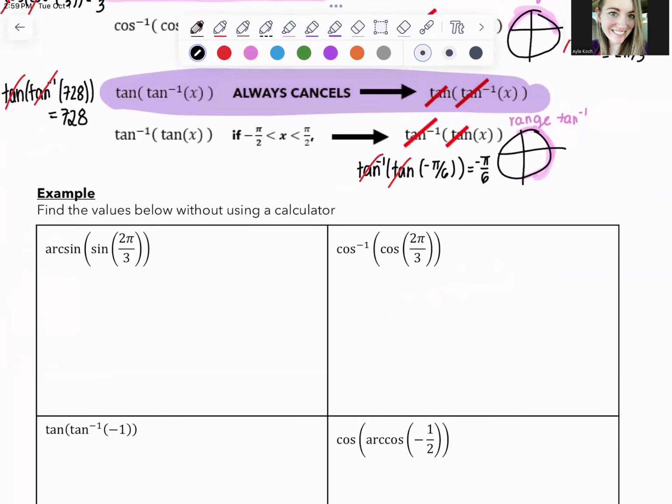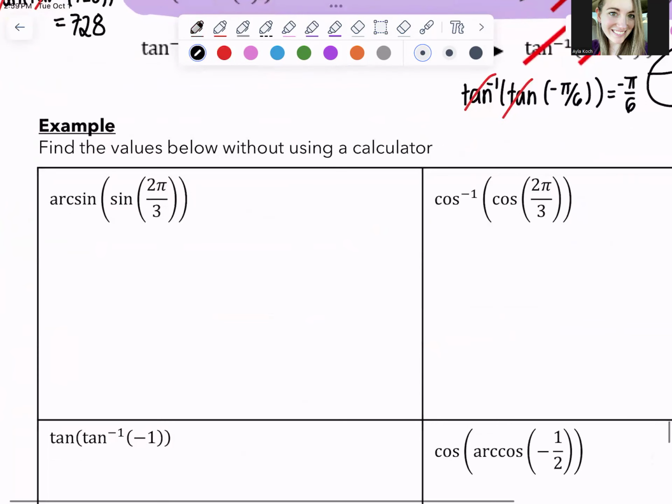Let's look at a few examples here. Arc sine of 2 pi over 3. I'm going to rewrite it as sine inverse of sine of 2 pi over 3.